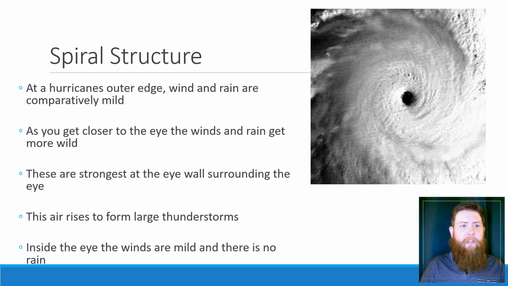Hurricanes have this spiral structure. At the outer edge here, the winds and the rain are comparatively mild. As you get closer to the eye of the storm, the winds and rains get heavier, they get more wild, and they are strongest right around the eye. As this warm air is rising up, it forms large thunderstorms, but inside of the eye, the winds are very mild and there is no rain. We'll talk about why in just a second.